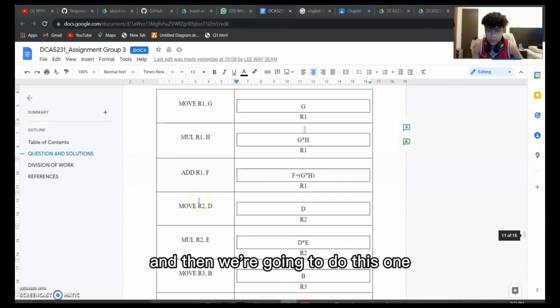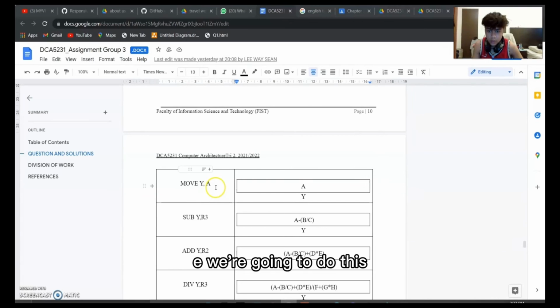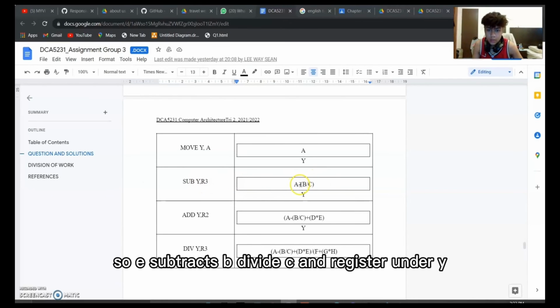And then we're going to do this one, Y and A. So first thing is move A into Y. And then we subtract R3 from Y. So A subtract B divide C is in register Y.